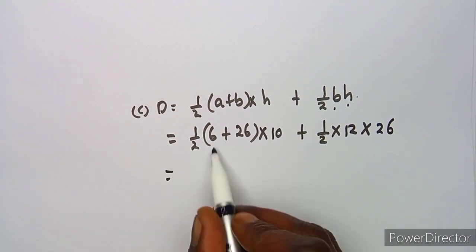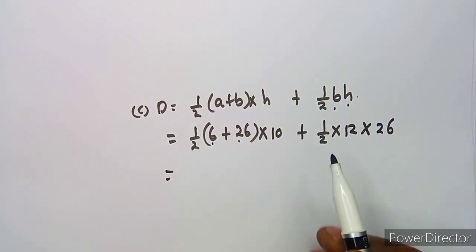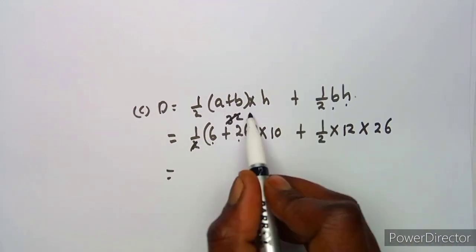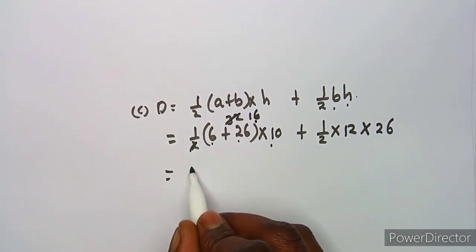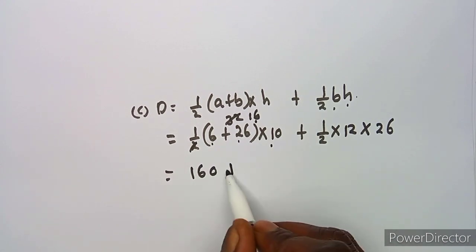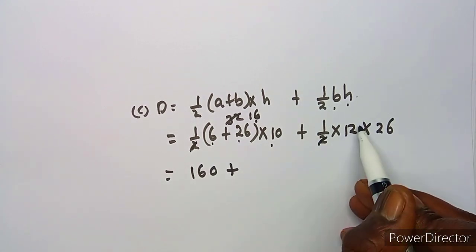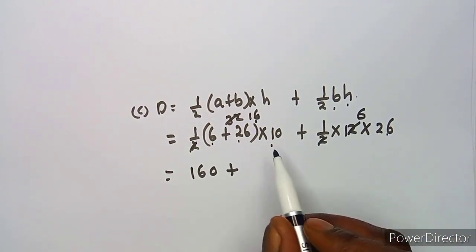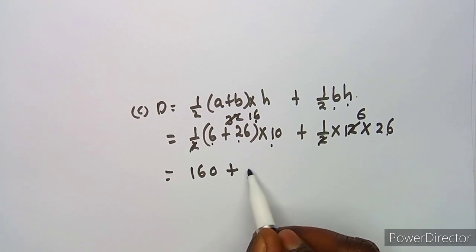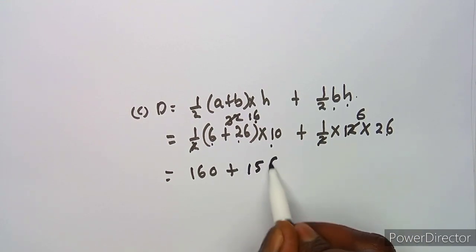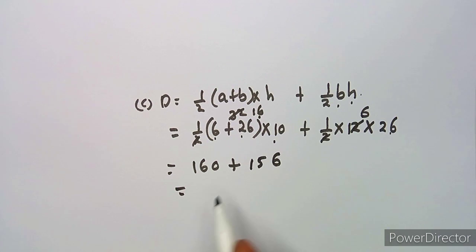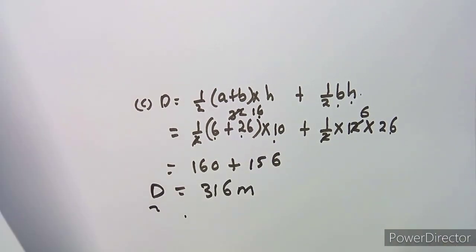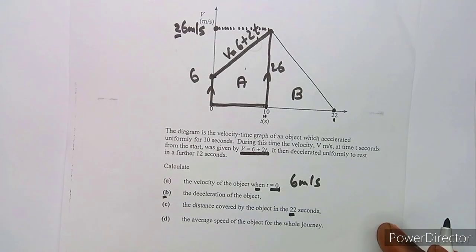Okay, so 6 plus 26 gives us 32, and half of 32 is 16. 16 times 10 is 160, plus half of 12, which is 6, and 6 times 26, which is 156, if you add properly, guys. So I don't know if you are obtaining the same thing. So that's your distance, which is the total distance.